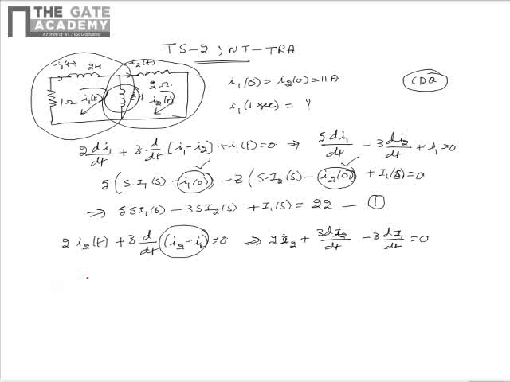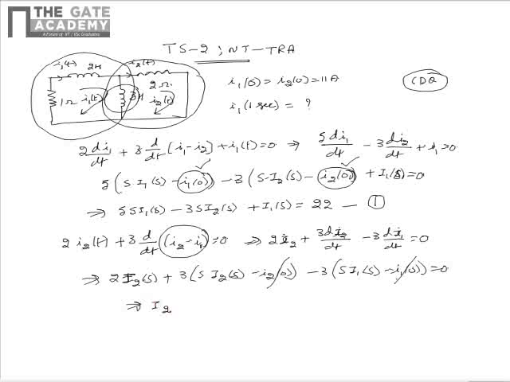Upon applying the Laplace transform on both sides of this equation, this gets simplified as 2 I2(s) + 3 times [s I2(s) - i2(0)] - 3 times [s I1(s) - i1(0)] = 0. Here we see that the terms corresponding to i2(0) and i1(0) get cancelled. Hence, I2(s) can be written as 3s divided by (3s + 2) multiplied by I1(s). Now this is equation 2.